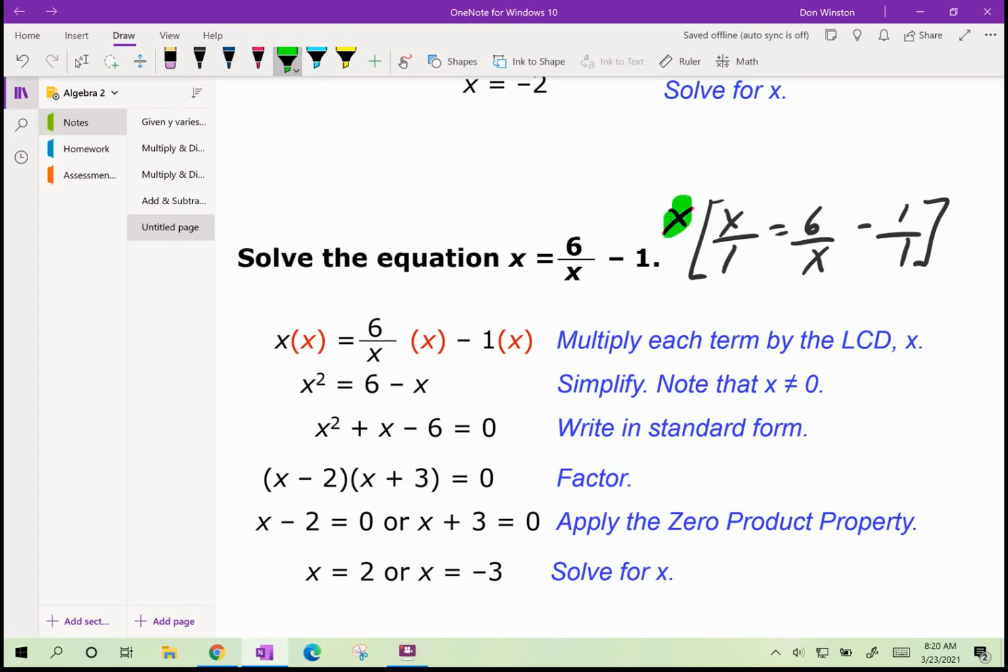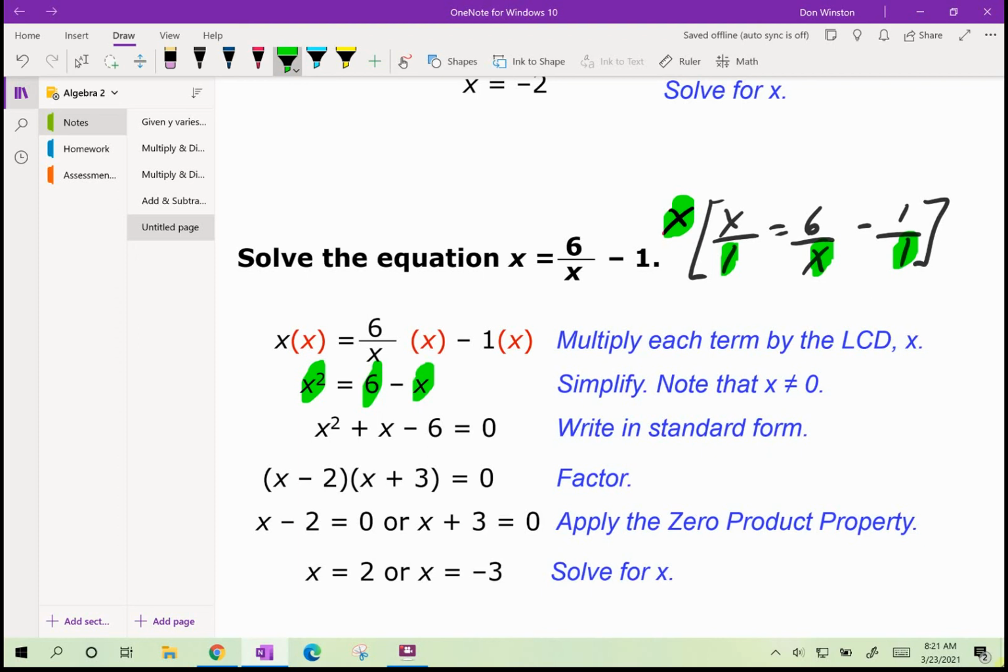So x divided by 1 is x, times x gives me x squared. And then x divided by x is 1, and 1 times 6 is 6. And then x divided by 1 is x, and x times 1 will give me a negative x.